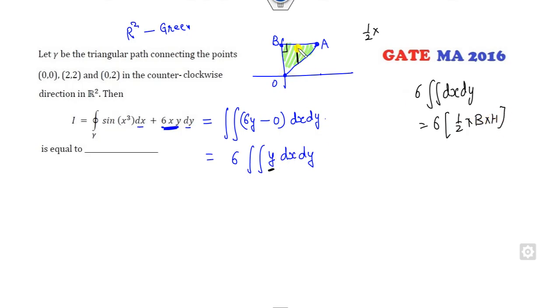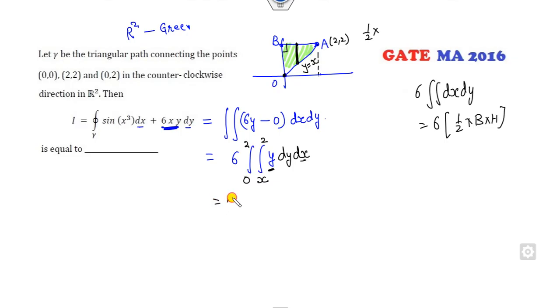But because of this y, I can write the limits of y first. So instead of dx dy, I can write dy dx. What is the value of this? This is my (2, 2), this is my (0, 0). So this equation is y equals x, so the lower value of y is x. The upper value of y is 2. What is the minimum value of x in this case? 0. The maximum value of x in this case is 2.